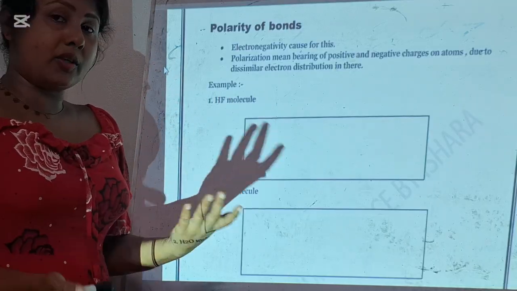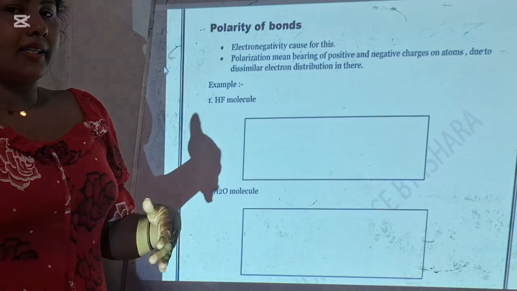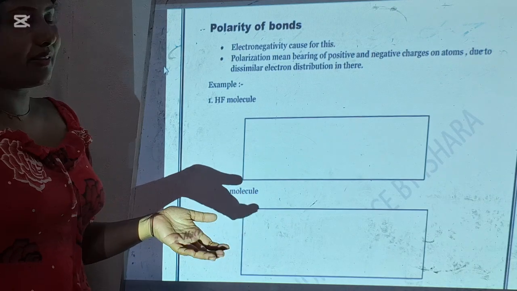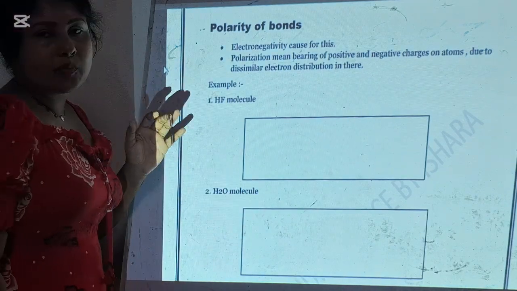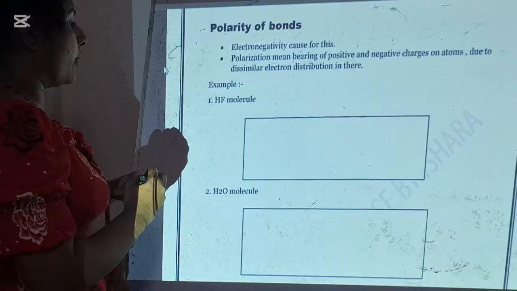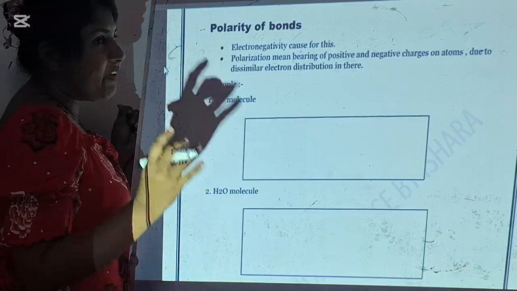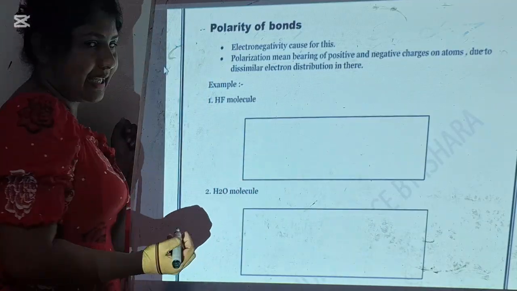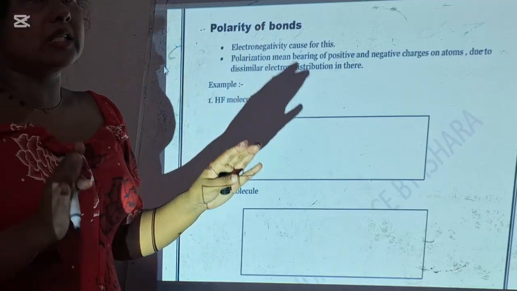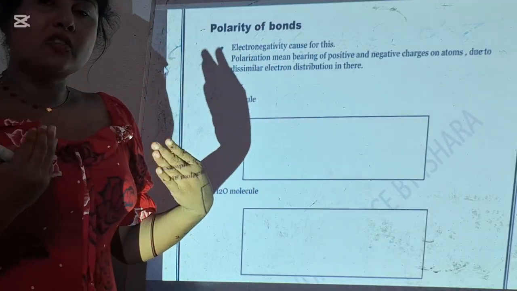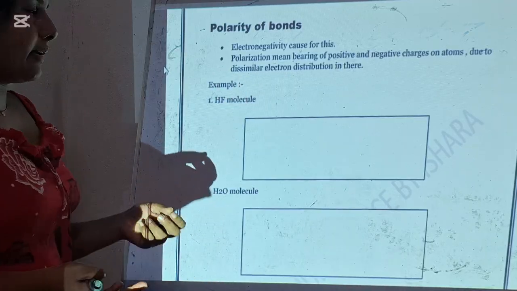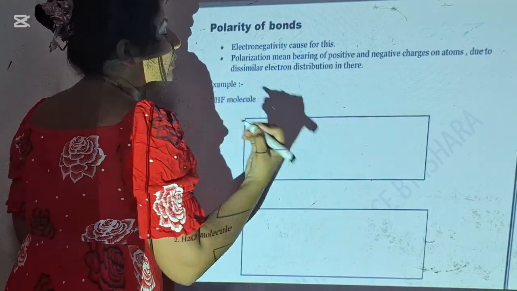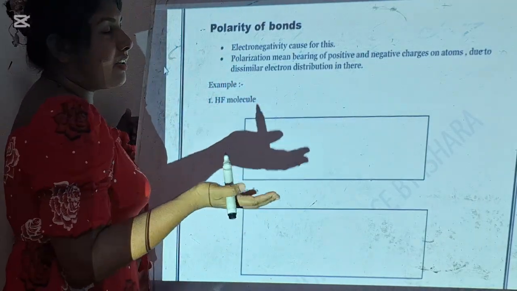Let's look further at what this means: there are charges, and there is a dissimilar electron distribution. For explaining that, I am taking the HF molecule. Now you know the way of drawing HF. Let me remind you how to draw HF. Actually, for explaining this I need the Lewis structure of HF. Before drawing the Lewis structure of HF, we need to look roughly at what it is like. After that, it is easy to draw the Lewis structure.